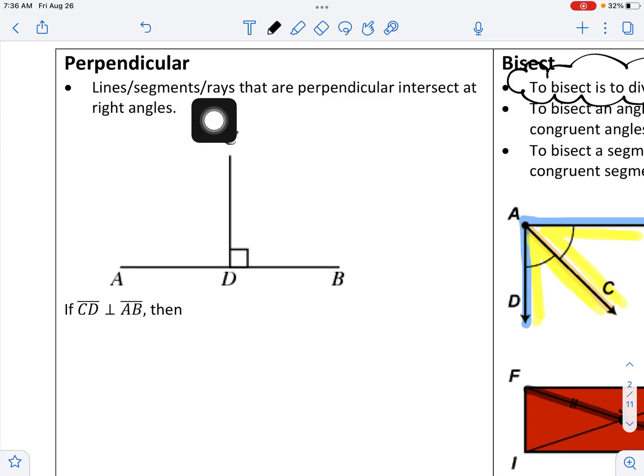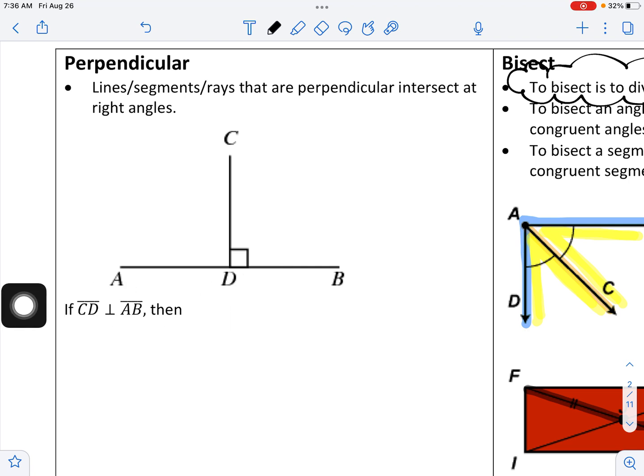Lines, segments, and rays that are perpendicular intersect at right angles. So we can see in this picture here that we have a line segment AB and a line segment CD, and the little square marking where they intersect indicates that they've formed a right angle.